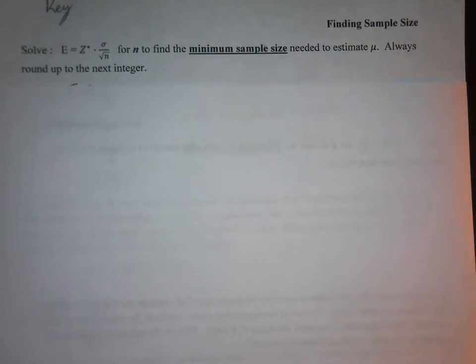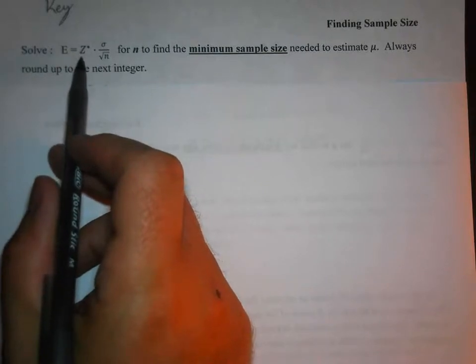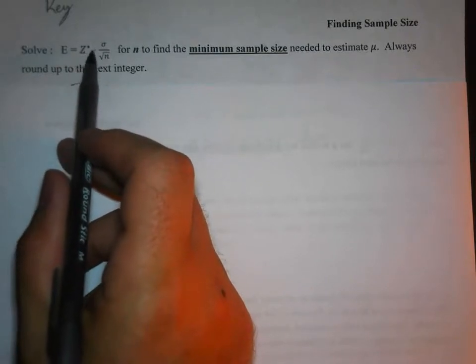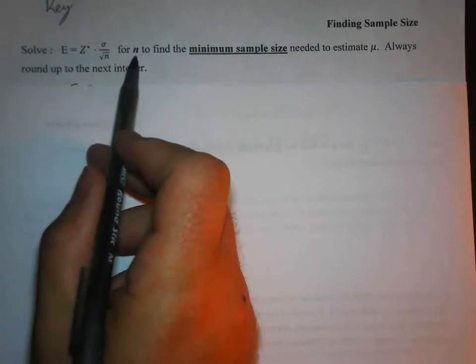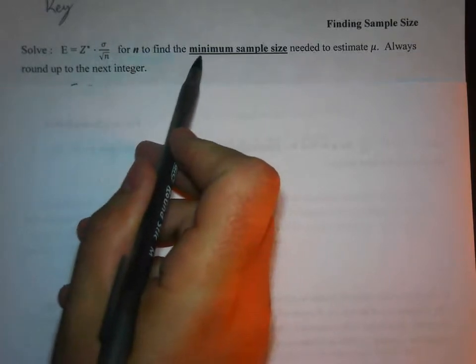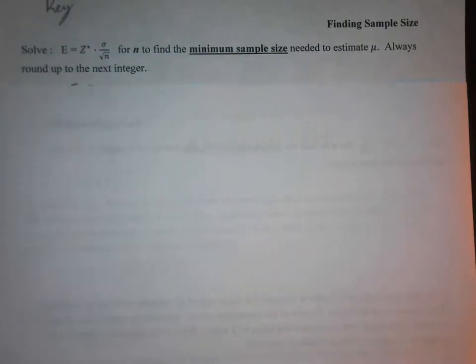Here we'll look at how to find a sample size that you need to estimate mu. So if we look at our margin of error in our confidence interval formula, that's z star times sigma over the square root of n. If we solve that for n, that'll find the minimum sample size we need to estimate mu. And we're always going to round up to the next integer.